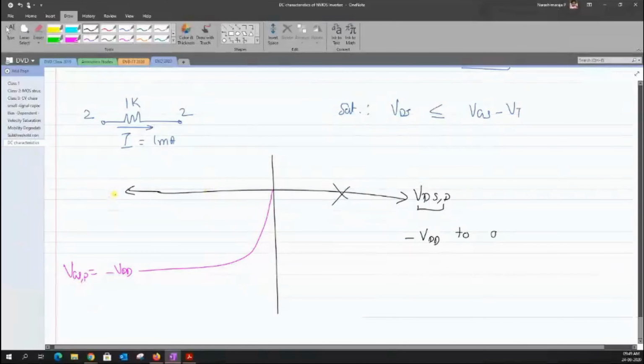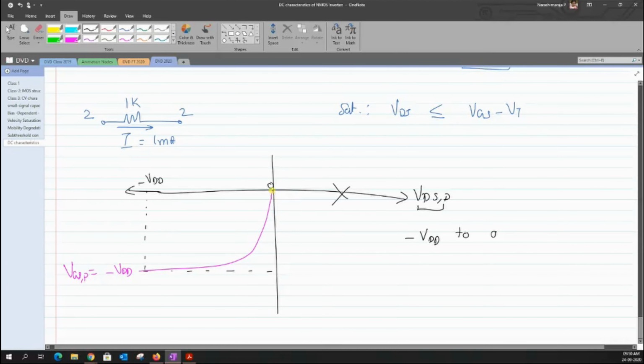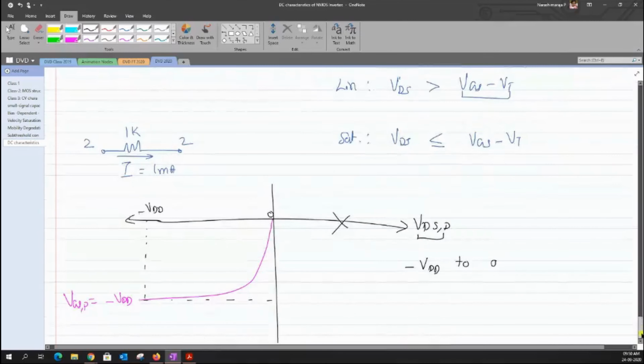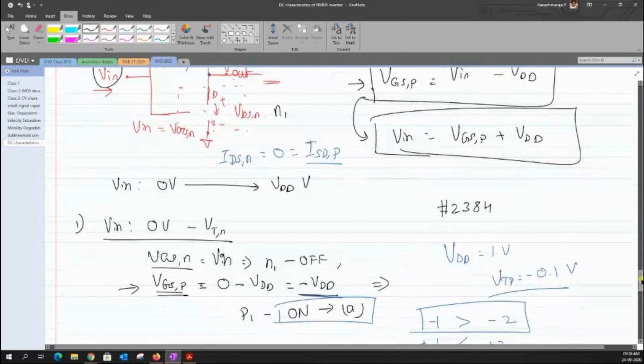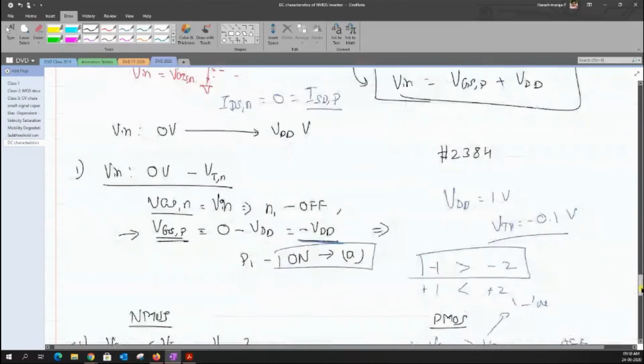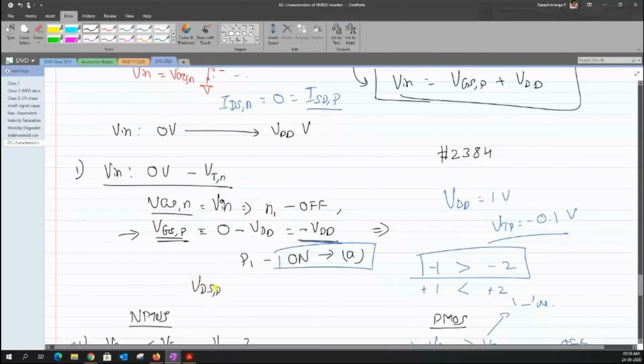Clear? Now when I pick this as my VDS, which is more negative, we could see that there is some current flowing through the device. As I move down this VDS line, I reach the point where the VDSP becomes equal to 0. At that particular point, we could see that the current actually becomes 0. So in order to make this VDSP equal to 0, let me apply this condition here, that my VDS of the PMOS device is supposed to be equal to 0. In order to make it 0, let me write the expression for this.